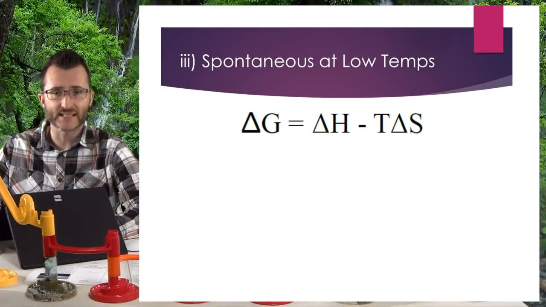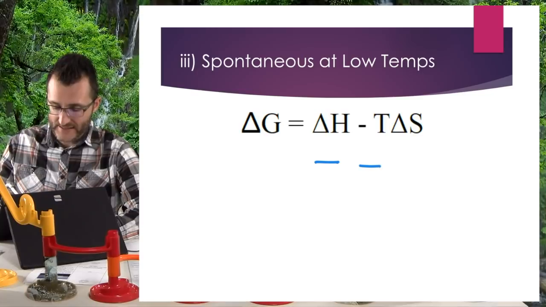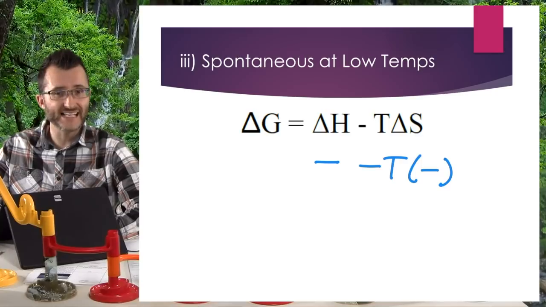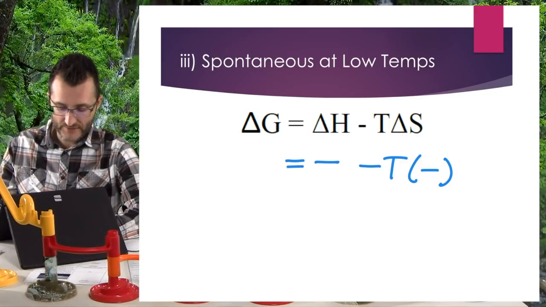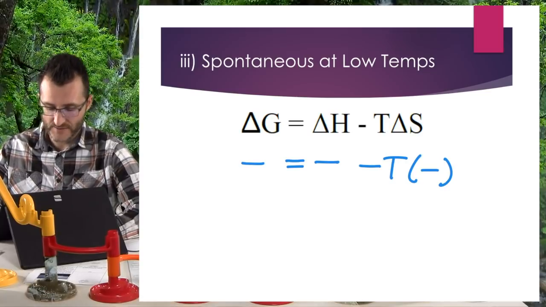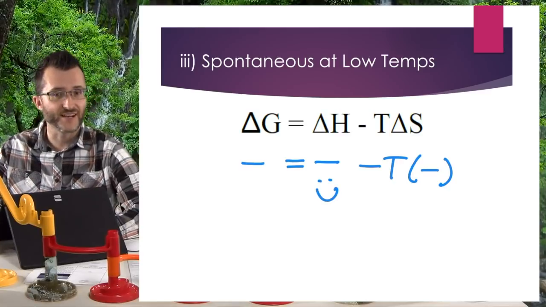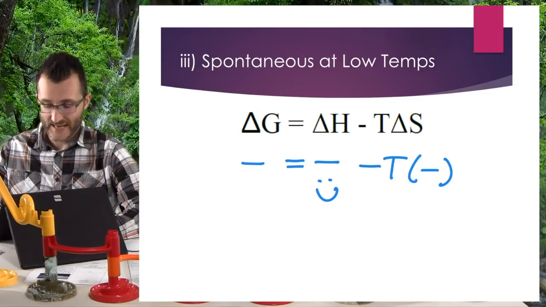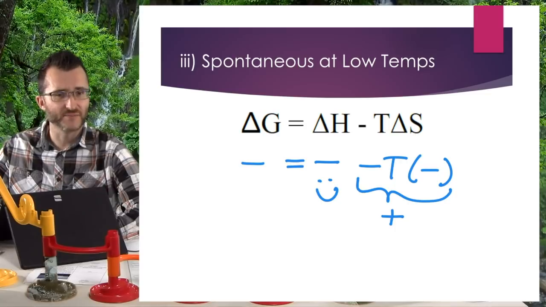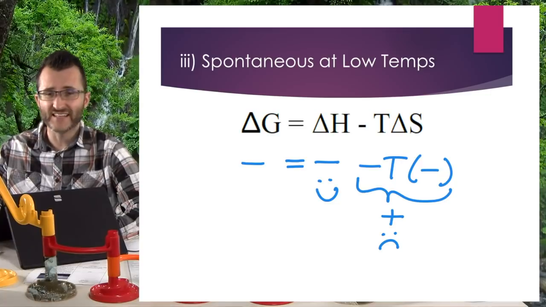We're going to start with spontaneous at low temperatures, and for this, we have both delta H and delta S being negative. So what's going to happen here? Well, it says spontaneous at low temperatures, so we know that delta G should overall be negative. But let's break down the delta H and delta S terms. Delta H is negative, that's going to help delta G be negative. So we get a happy face there, right? But negative T times a negative delta S, that overall is going to be positive. That's not going to help delta G be negative. So we get a sad face. So one factor is favorable and the other is not.